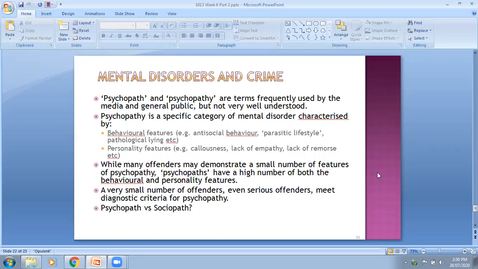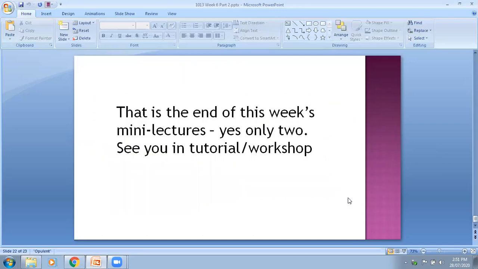Now, someone like Ted Bundy checked every feature on the list. He believed that he was much smarter than his lawyers, so he sacked them all and tried to represent himself. So it didn't work for him real well, but that's what happens when you have that. So they're terms that are used a lot, but in reality, a very small number of offenders will ever meet the diagnostic criteria for psychopathy.